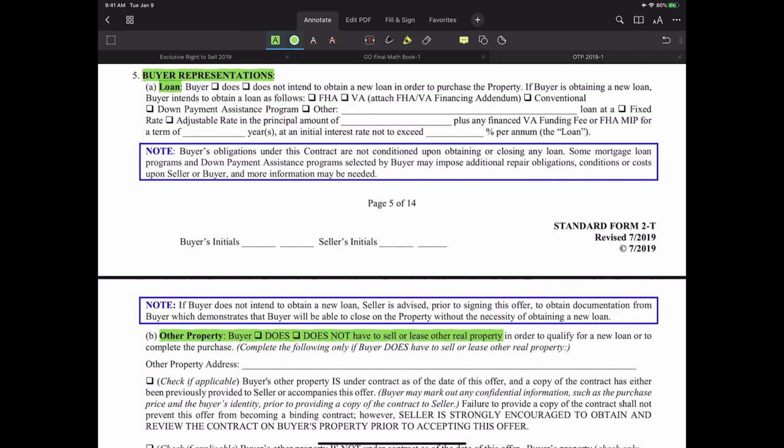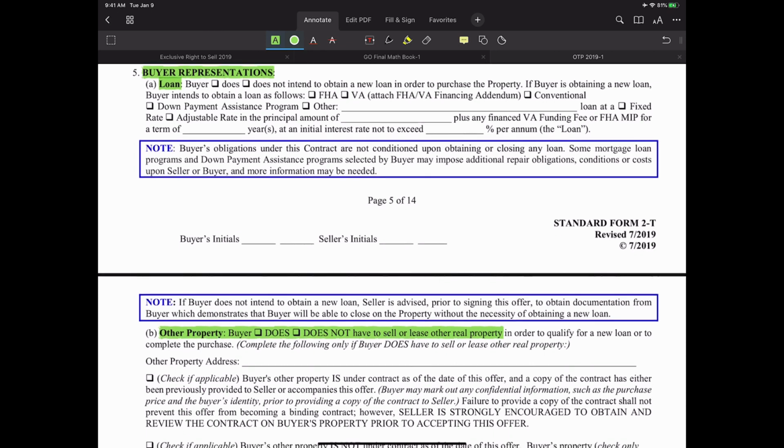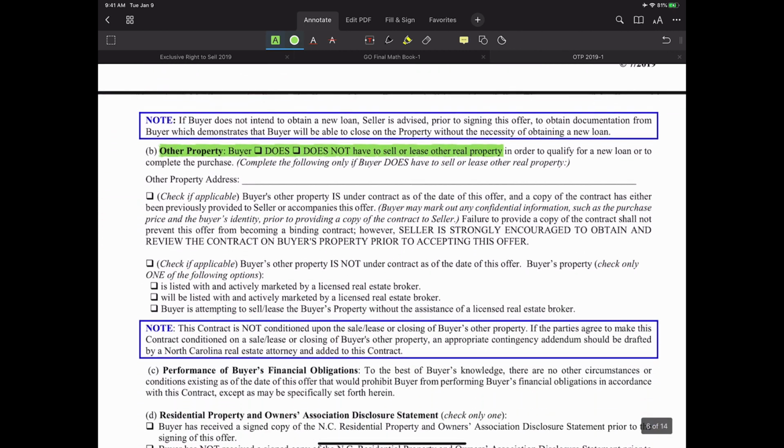Yeah, and the rest of this little section is just talking about, hey, buyer, if you do have to sell a house, is it under contract or is it not under contract? And just give us some more information. Because at the end of the day, this contract is not conditioned upon the sale or lease or closing of a buyer's other property.